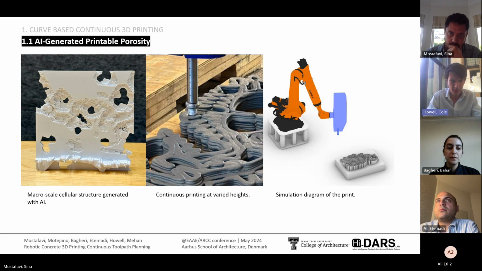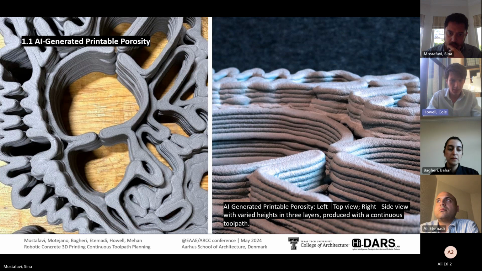The process begins with prompting generative AI to generate 2D images of porous cellular structures, which are translated algorithmically into continuous 3D toolpaths with variable heights. In the prototypes component, the primary design goal is to create structures that integrate seating elements into walls characterized by unique patterns and varying degrees of porosity.